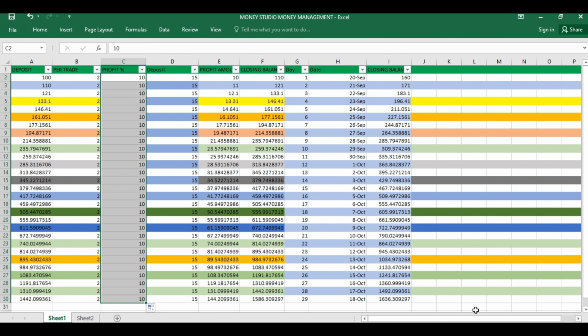So 10% is better, 10% is the minimum. You can change it to 20% or 30%, as per your risk or your wish. This is the stop loss percentage. Stop loss percentage will be 50%. You will stop your trading if you lose 50% in a day. After 50%, stop for the day, then start again from tomorrow.